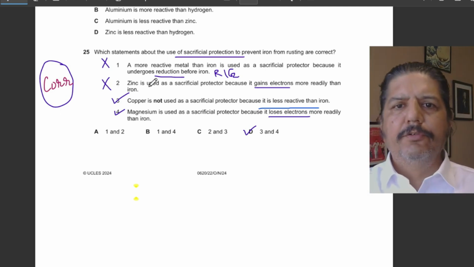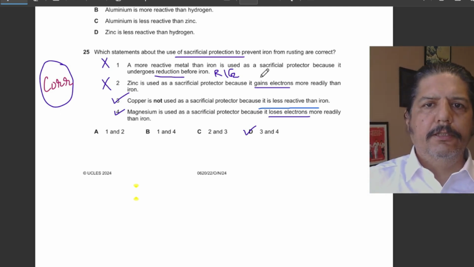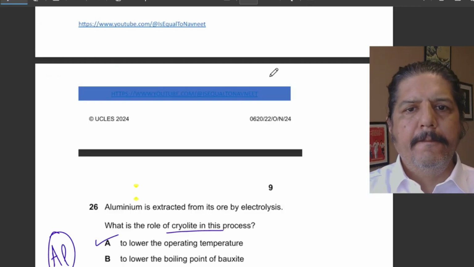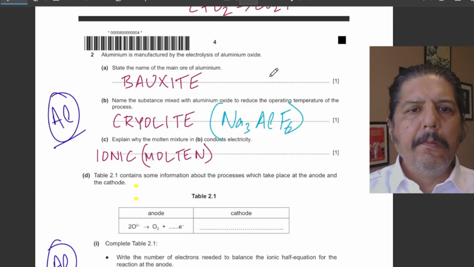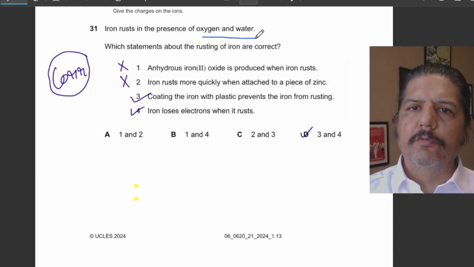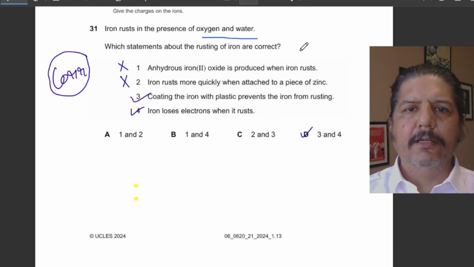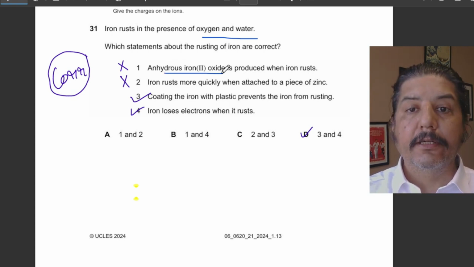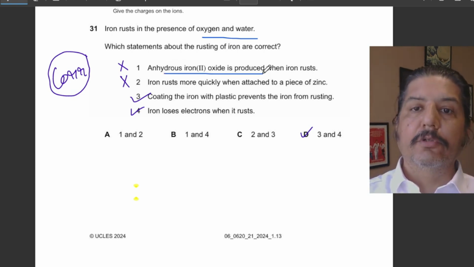This is incorrect. Zinc is used as a second because it gains. No, that is not correct. Okay. Iron rusts in the presence of oxygen and water. These statements about rusting of iron are incorrect. And hydrous iron oxide is produced. No, hydrous iron 2 oxide is produced.